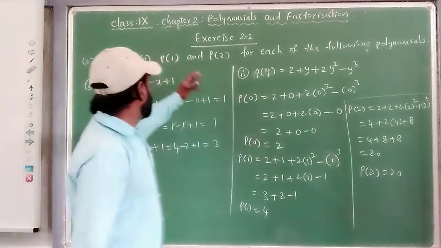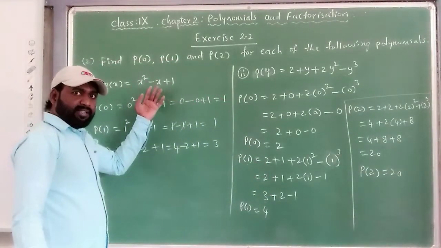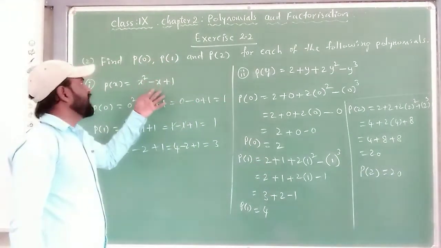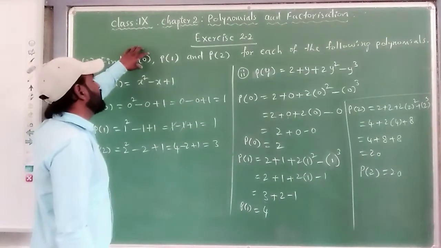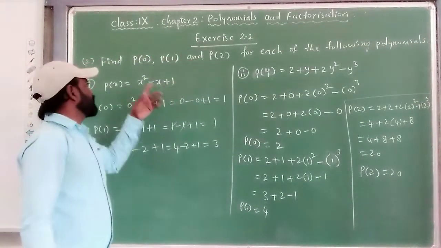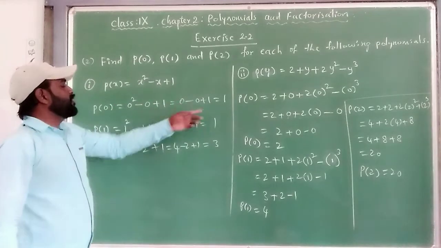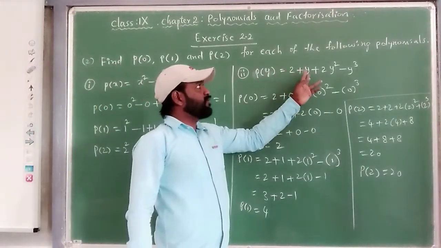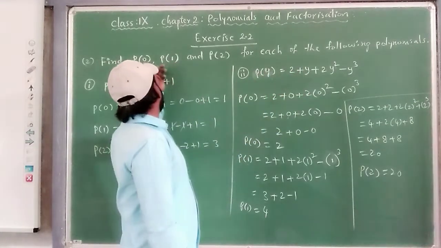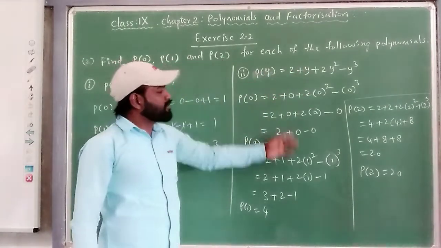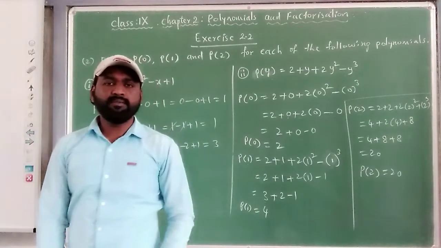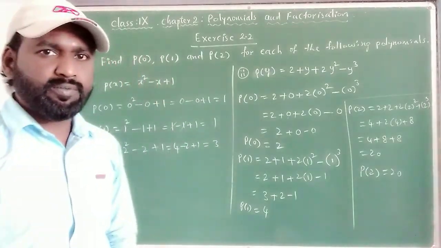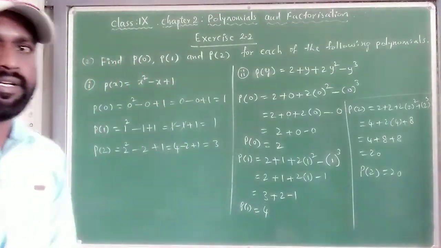So in the given polynomials, what is the variable? In place of the variable, you have to substitute the values: P of 0, P of 1, P of 2. In a similar way here also. What is the variable? Y. So in place of y, once 0, once 1, once 2, you have to substitute and simplify. Very simple problem. Hope you all understood this one. Let us move on to the next one.